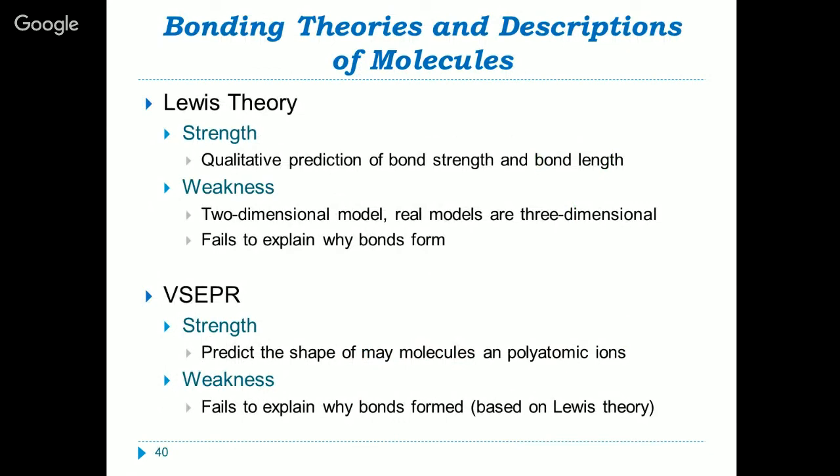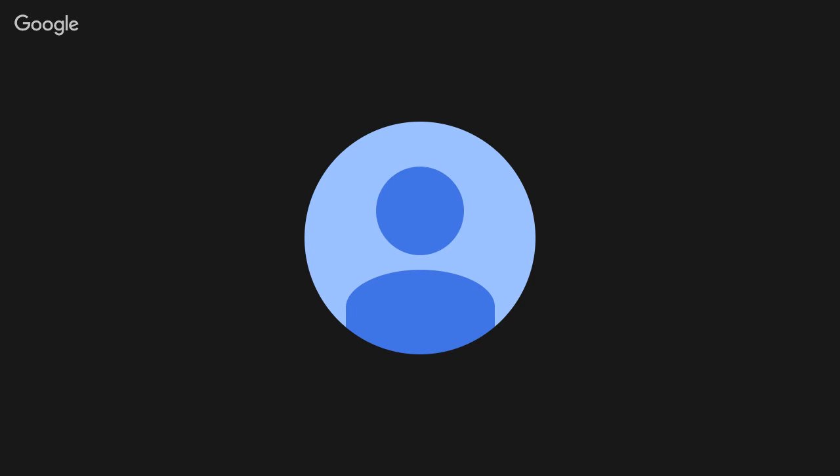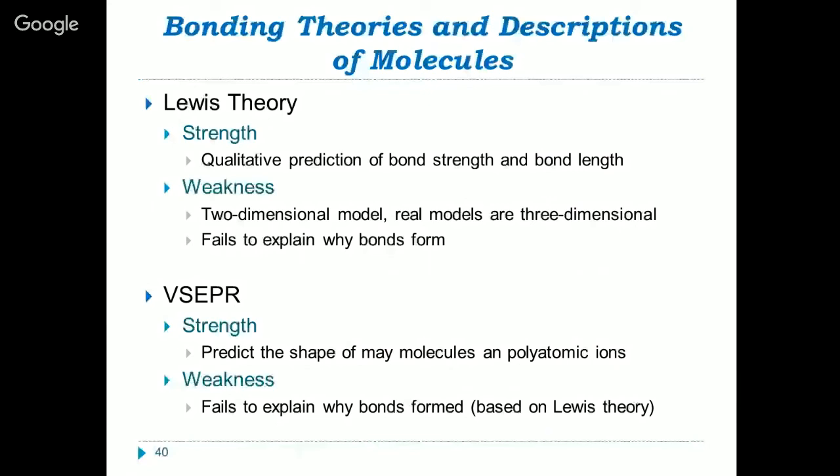All right, so these last couple slides are really just comparing different ideas of bonding and the different theories. So Lewis theory, right? We're taking our electrons and we're able to draw a structure on a piece of paper. So we can have a qualitative prediction of bond length, because with that we can say whether something is a single bond or a double bond, and double bonds are stronger and shorter than single bonds. Weakness is that it's just two-dimensional. So I draw it on a piece of paper. I could draw something to be linear, but it doesn't necessarily mean that it is. So real models are three-dimensional, and it fails to explain why bonds are formed.